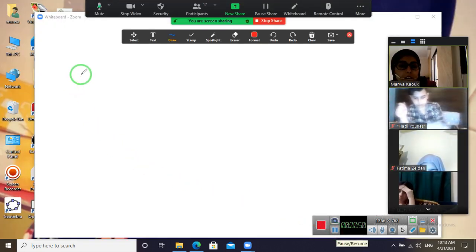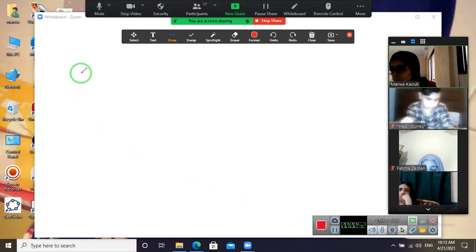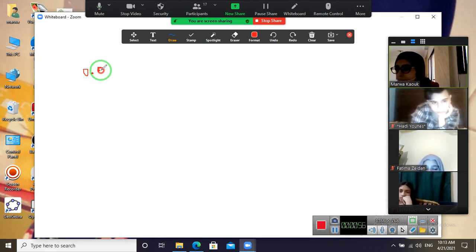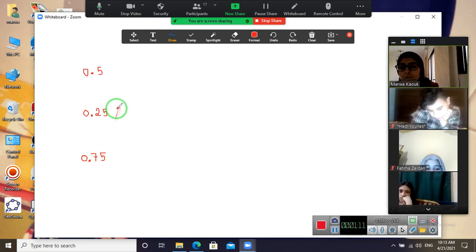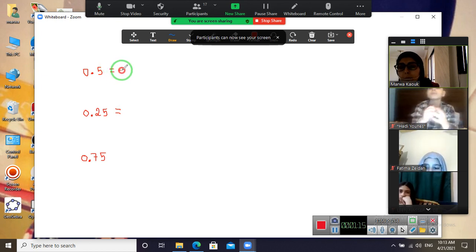Here I will write some decimal numbers: 0.5, 0.25, 0.75. If I want to transform the first one into a fraction, who wants to tell me what it will be as a fraction?